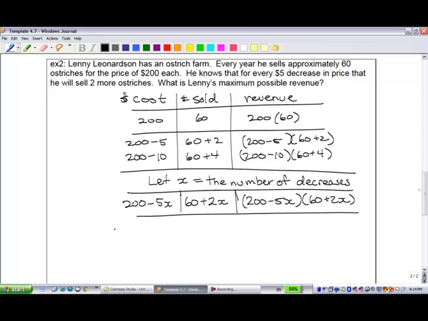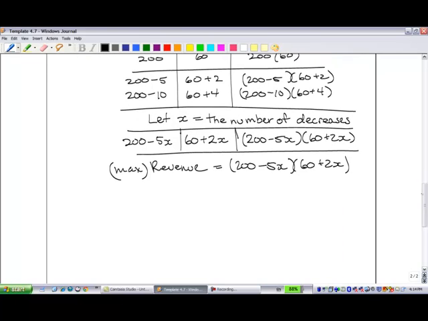So what we're trying to do is maximize revenue. And the revenue in this case is 200 minus 5x times 60 plus 2x. So a little bit of a specific type problem. You really need to maybe look over this a couple of times, figure out how to set this up. You can really expect this kind of question in class.